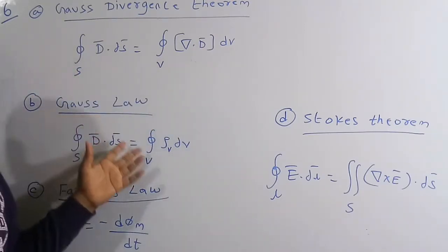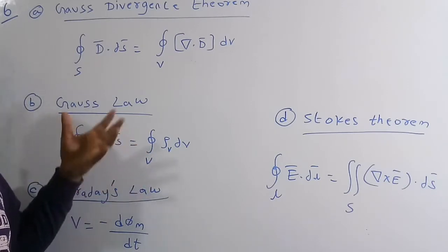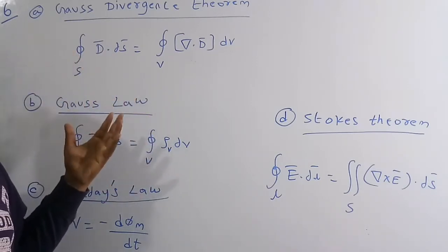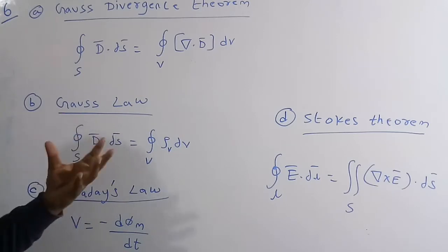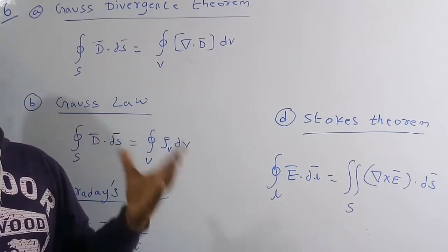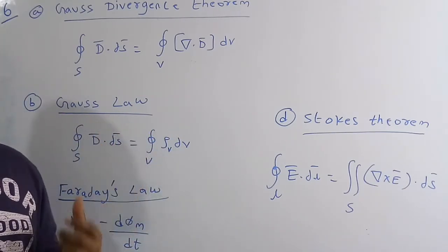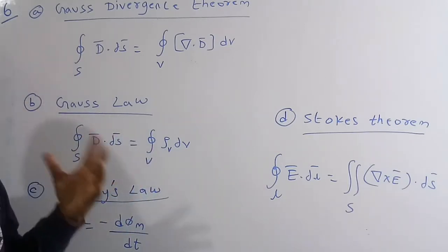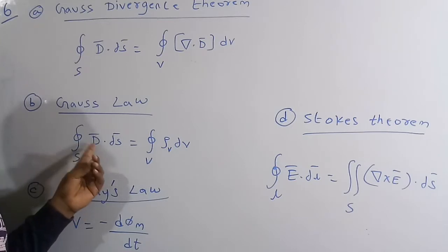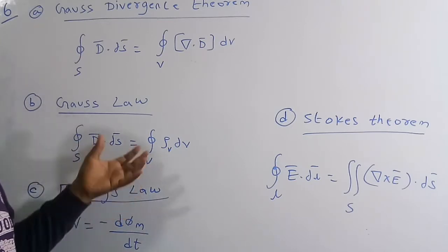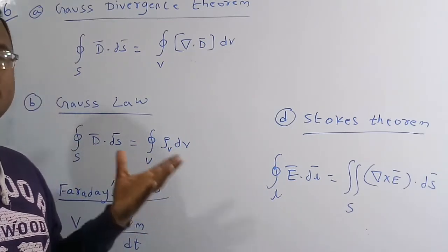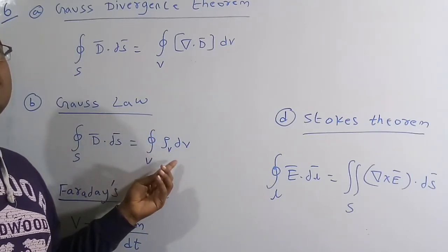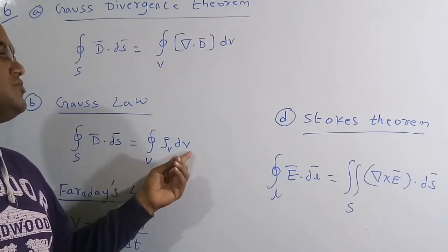And also the Gauss law. The Gauss law uses the Gauss divergence theorem. Gauss law tells you the amount of flux passing through a closed surface is equal to the amount of charge enclosed by that closed surface. So the flux through the closed surface, the closed surface integral of D bar dot ds bar, is equal to the charge enclosed. We can write it in another fashion, which is the volume integral of the volume charge density into dv.